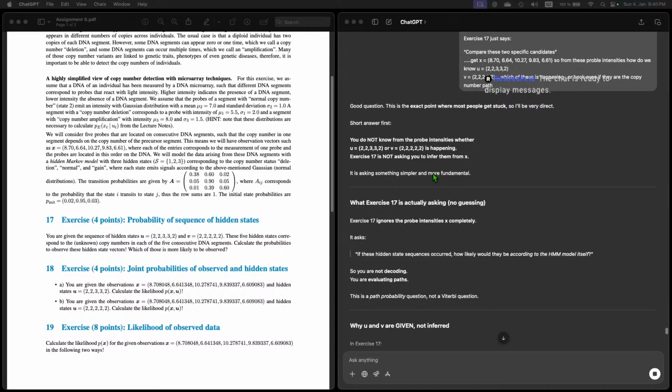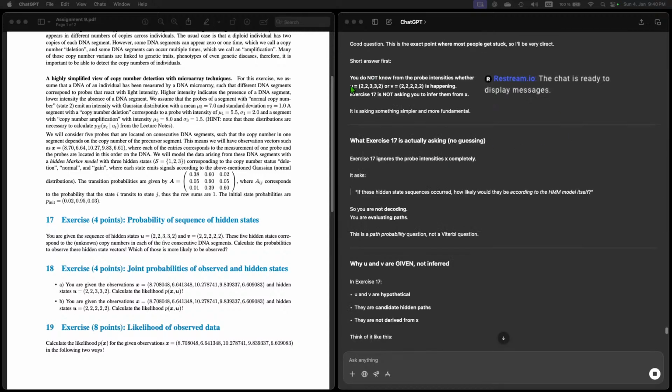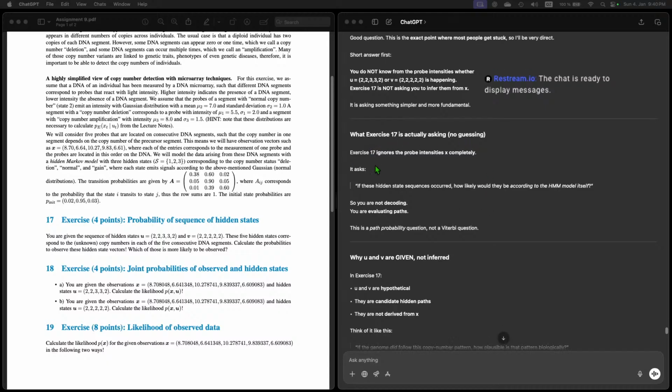This is the exact point where most people get stuck, so I'll be very direct. Short answer first: you do not know from the probe intensities what is happening. Exercise 17 is not asking you to infer them from X. It is asking something simpler and more fundamental: if these hidden state sequences occurred, how likely are they?